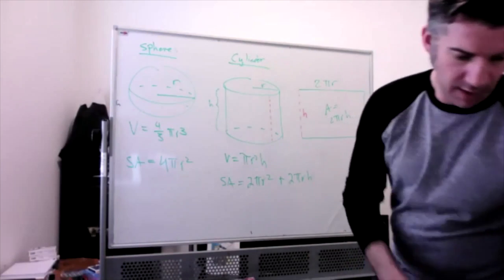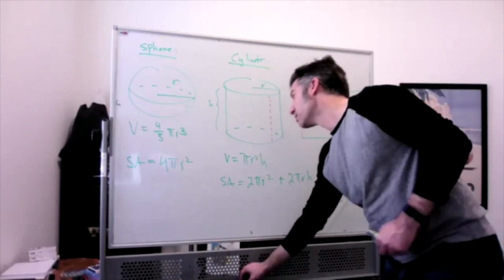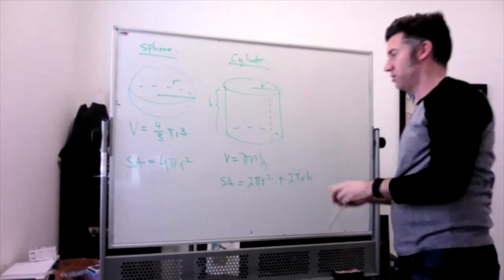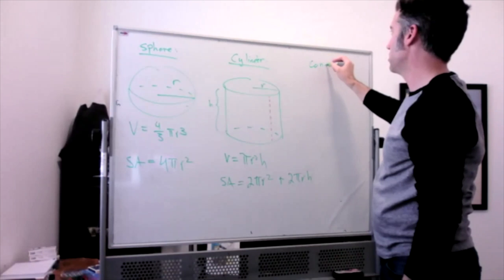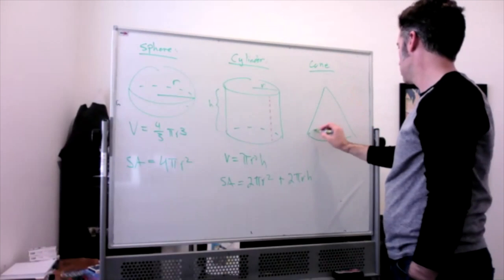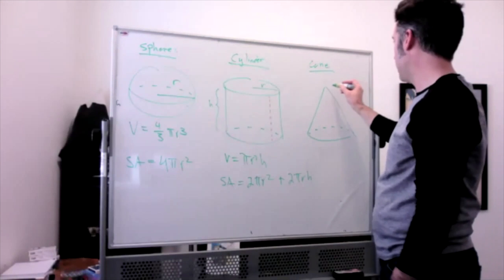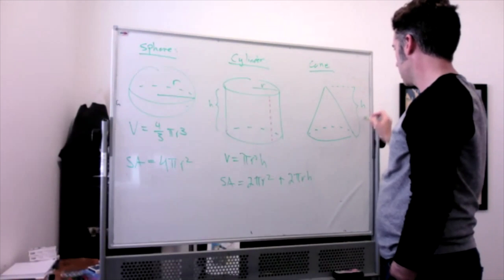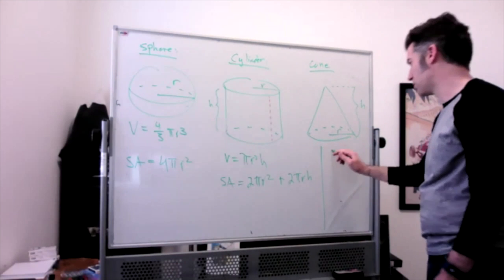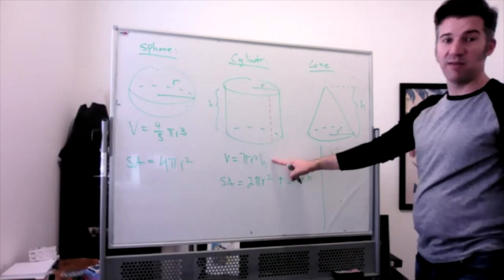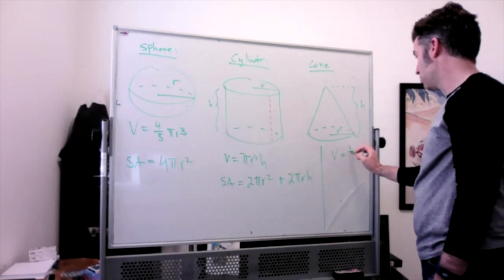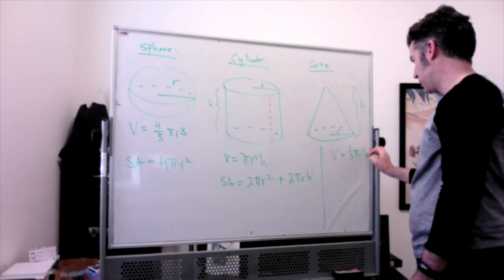So, and then lastly, this one's easy if you know the cylinder: a cone, with again a height of h and a radius of r. For a cone, the volume is the same as the volume of a cylinder with the same radius and height, except it's 1/3 of it. So 1/3 pi r squared h.